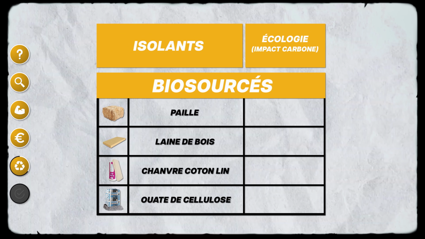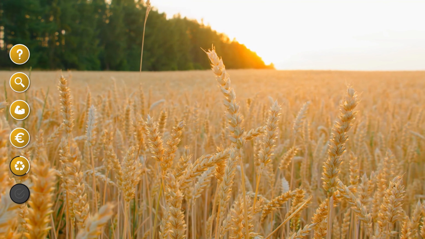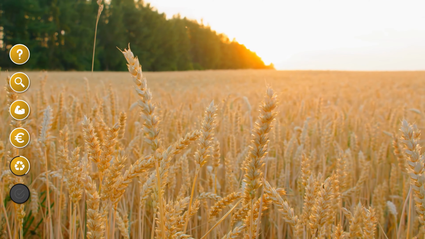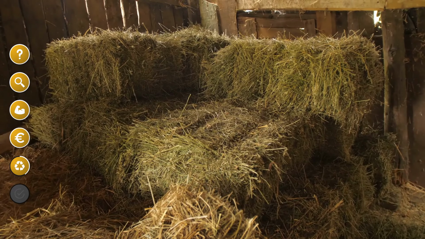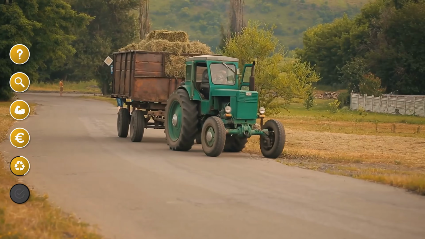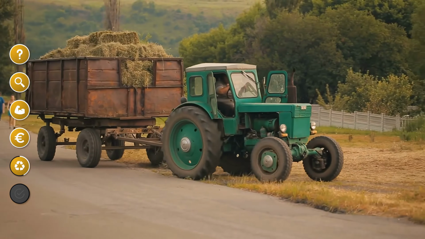Straw has a carbon impact of -26. Yeah, that means that for every cubic meter of straw produced, 26 kilos of CO2 are removed from the atmosphere. It makes sense if you think about it. Straw is a plant, so it absorbs CO2 while it grows and then it stores it. Making a bale of straw requires very little processing, so very little energy, and then there's transportation, but straw is a product you can get locally.